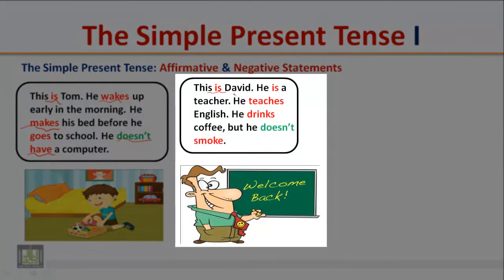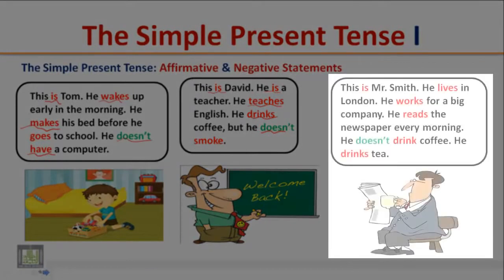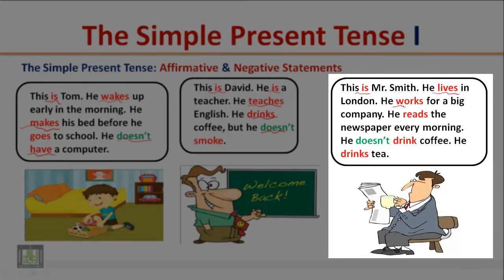This is David. He is a teacher. He teaches English. He drinks coffee, but he doesn't smoke. This is Mr. Smith. He lives in London. He works for a big company. He reads the newspaper every morning. He doesn't drink coffee. He drinks tea.